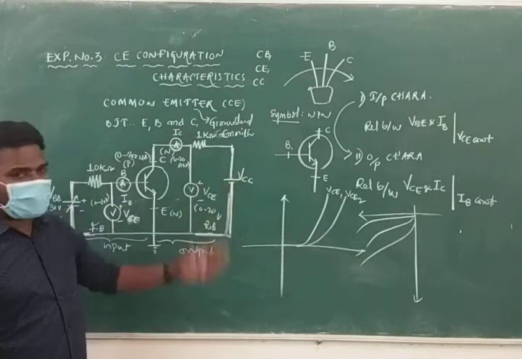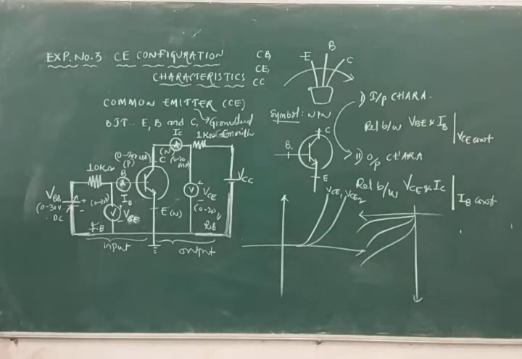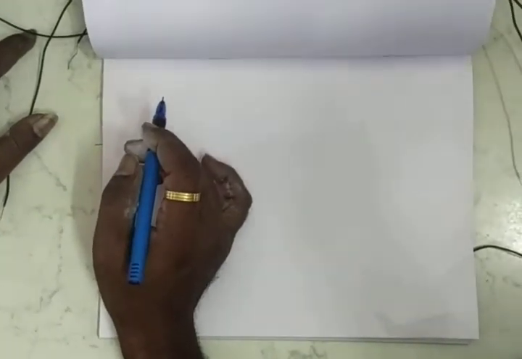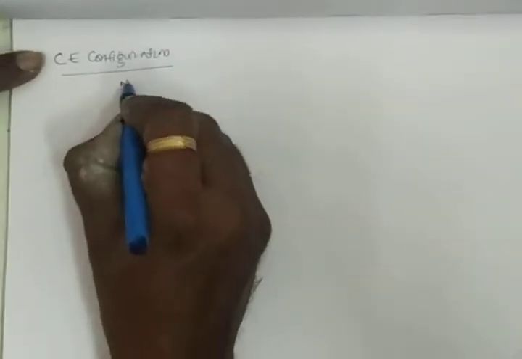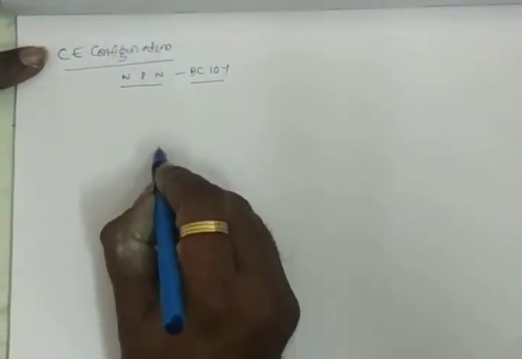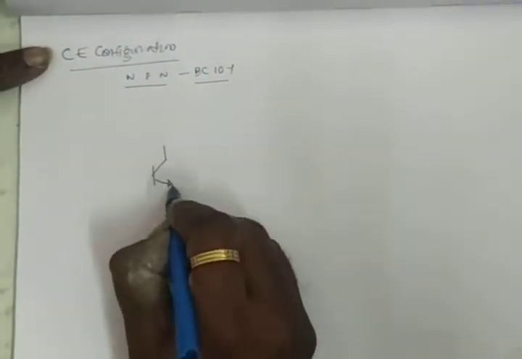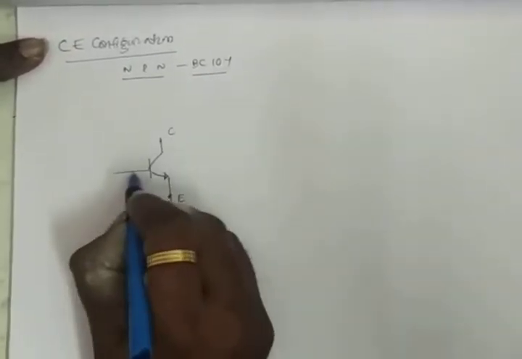What is the question? Explain the input and output characteristics of CE configuration. Then I have to copy this diagram. We will see that on the breadboard. Yes. CE configuration. CE stands for? Common emitter. You should answer the questions. Common emitter configuration. I am going with the NPN transistor, that is BC107 transistor number. So I am going with common emitter configuration, and this terminal is emitter, this terminal is collector, this is base.